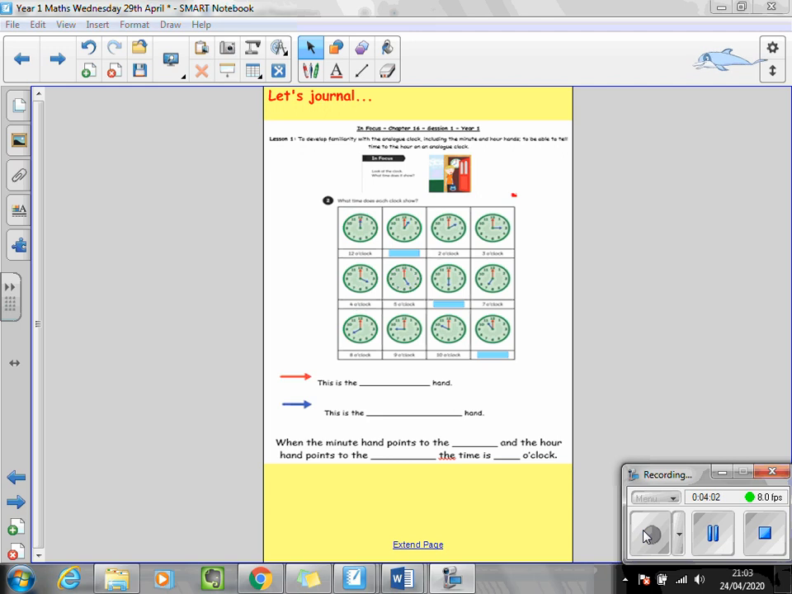Look carefully at the time. Where is the red hour hand point? Where's the blue hour hand pointing? Where's the red minute hand pointing? Can you tell your adult what time it is? Record this on your journal.